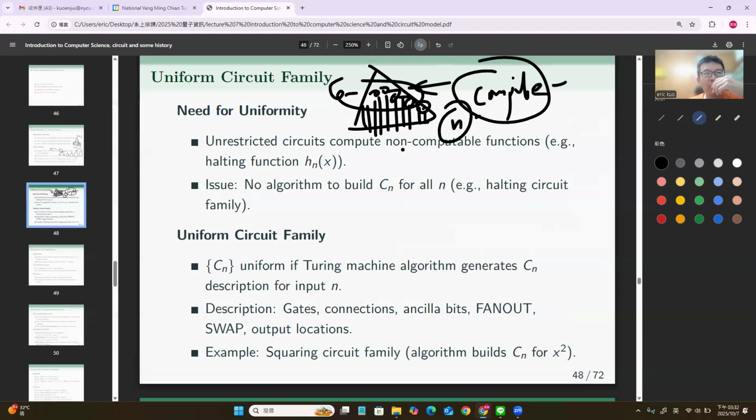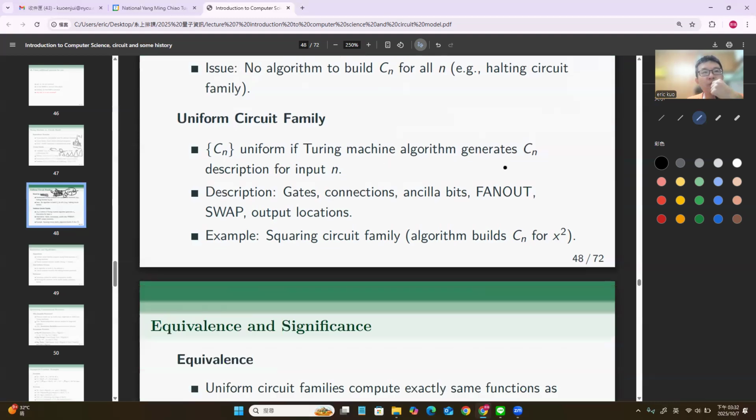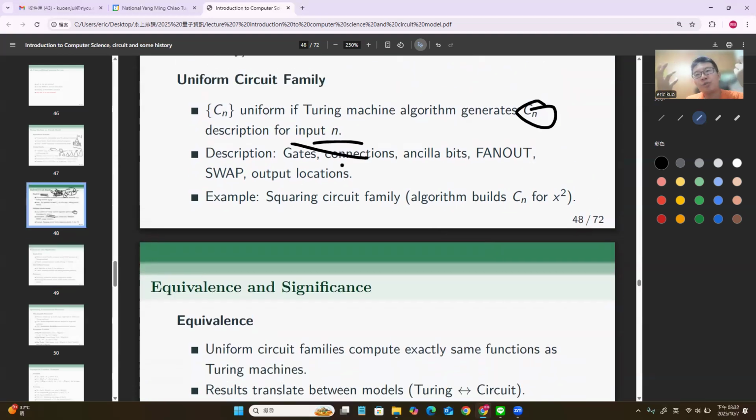There's a technical difficulty: if you don't allow this, then you can actually prove that there's a circuit which can solve a non-computable function. So you must define this circuit family to have an extra condition, so that the circuit for each n is producible by another algorithm. Cn is uniform if a Turing machine algorithm generates the Cn description for input n, and this is a technical thing. The description basically lets you print the form of this circuit, and it says what gate, what connection, what input, what fan-out, what swap, basically each output location.